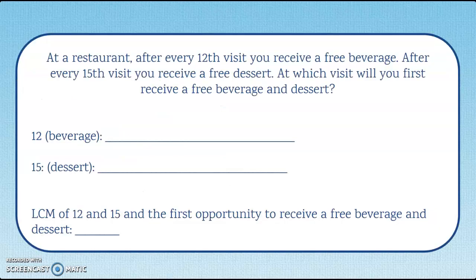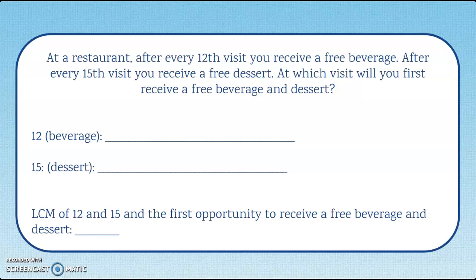Next, I would like for you to try the word problem on your own. All right, the example word problem says, at a restaurant, after every 12th visit, you receive a free beverage. After every 15th visit, you receive a free dessert. At which visit will you first receive a free beverage and a dessert?